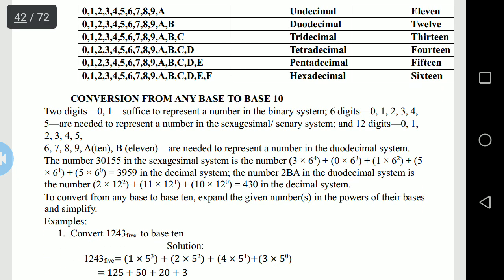Now, conversion from any base to base 10. Numbers in their natural form are in base 10. Numbers standing on their own without any base are in base 10 in their natural form. I don't know if you're getting what I'm saying. Numbers in the natural form are in base 10, except a base is attached. That's when it is classified to be under that base. So a number in the natural form is classified to be in base 10, apart from 0 and 1.